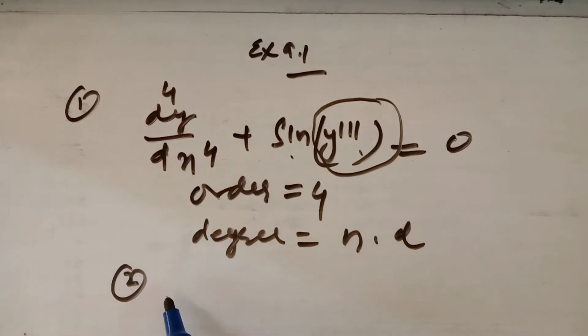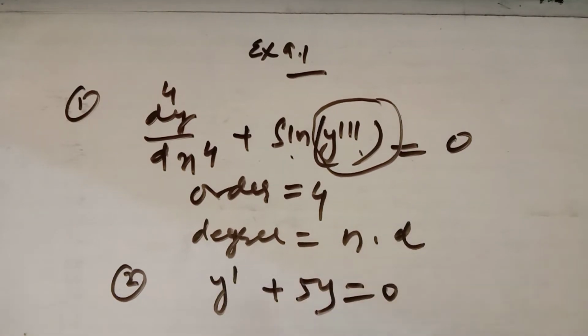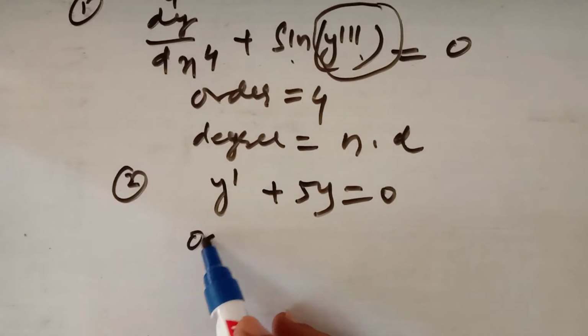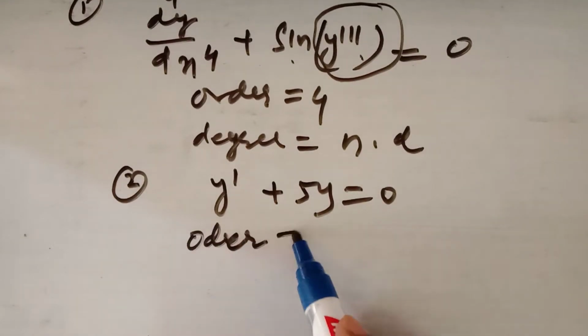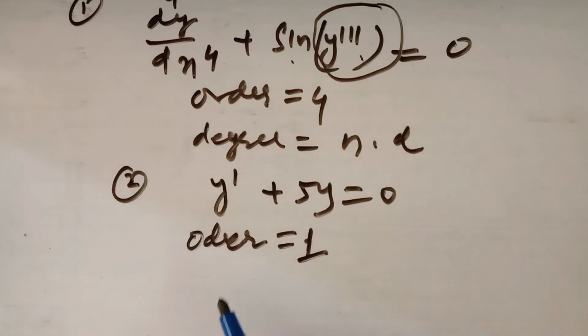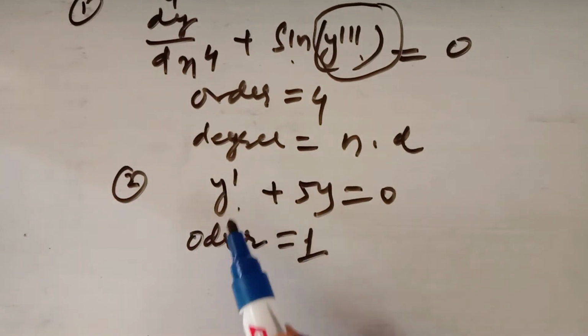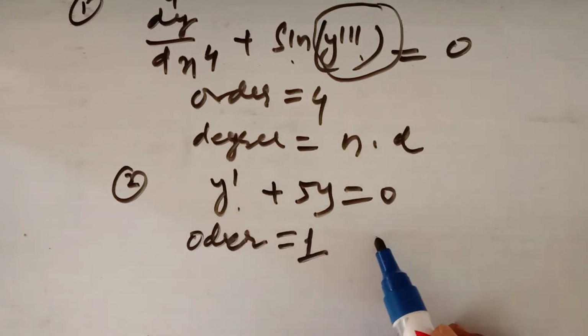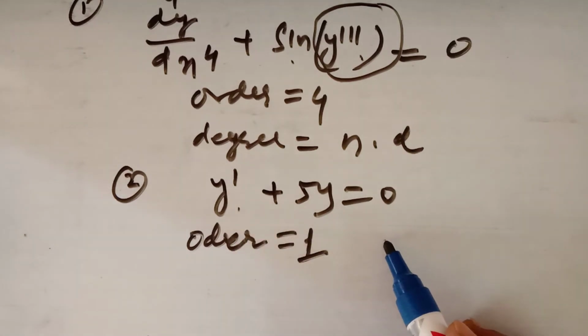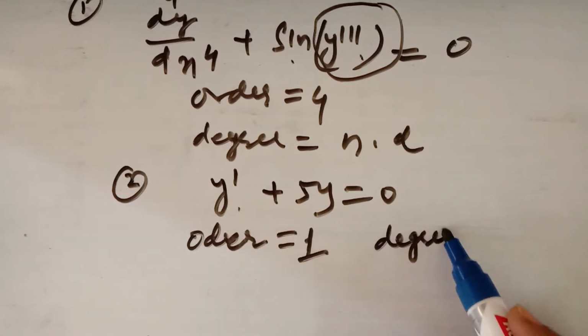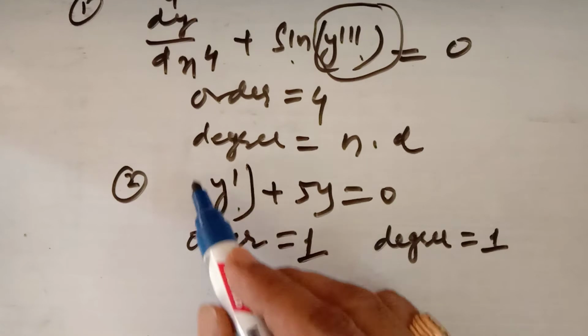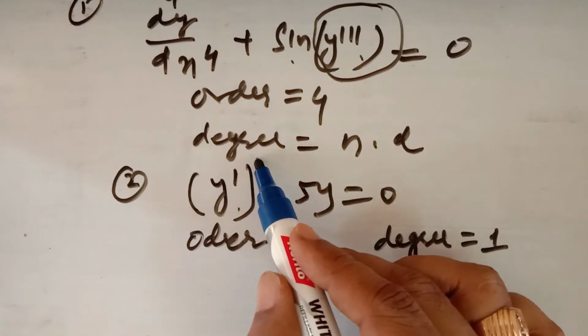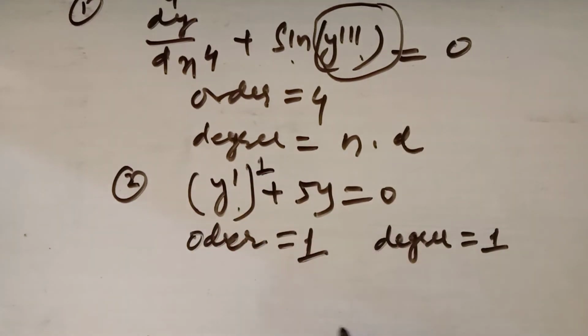Let us take the second. We have the first derivative plus y is equal to 0. Now the order of this is 1 because only the first derivative is there, the highest derivative is 1, and the degree here is 1 because the power of the highest derivative, which is the first derivative, is 1, so its degree is 1.